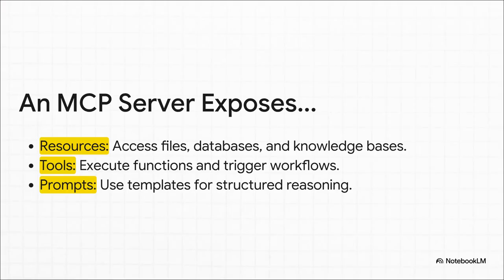You see, an MCP server can expose three different kinds of things to an AI. First, resources. And I don't just mean a web page. I mean direct access to files on your computer, specific databases, or a company's entire private knowledge base. Second, tools. These are actual actions, things like send this Slack message or create a new GitHub repo. And third, and this is super interesting, prompts. These are like reusable playbooks for reasoning that help the AI think through complex problems more effectively.